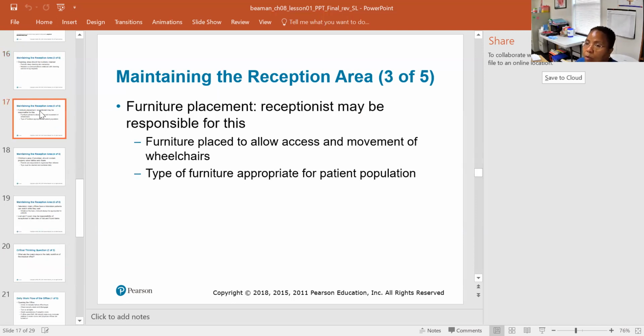Furniture placement. Receptionists may be responsible for furniture placement. You may be the one who orders it. You may be the one who arranges it. Furniture should be placed to allow access and movement of wheelchairs. Has anybody looked up the Americans with Disabilities Act? I think I have an essay for you to do on it. Guys, we have to make our offices accessible to people that come in wheelchairs, and accommodate them with the order our furniture is placed in.